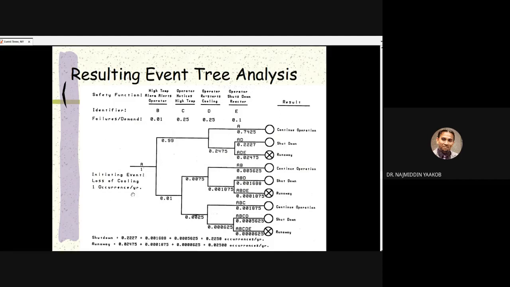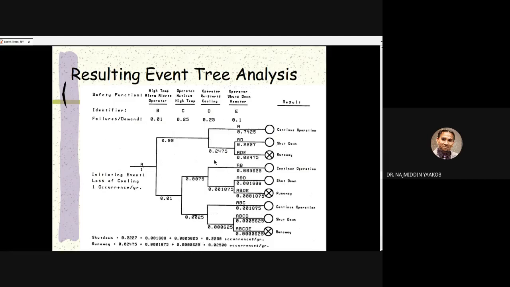So when you have this A, you can divide into 2. Remember, for a success, it's upwards. For a failure, you go downward. So how do you get a success of the first one, the high temperature alarm? If the high temperature alerts the operator, that is a success. A failure means that the high temperature does not alert the operator. So if the success is 1 minus 0.01, you get 0.99. So it is a failure. This is the failure of the high temperature fails to alert the operator. So you get 0.01.